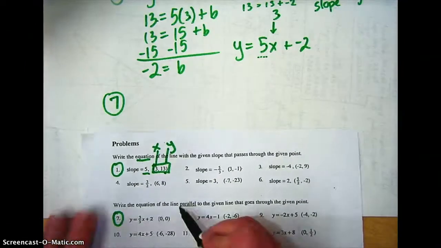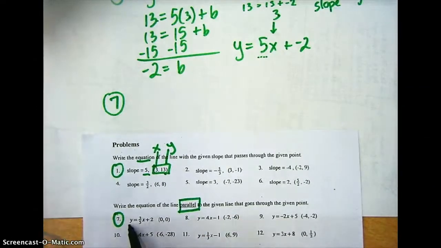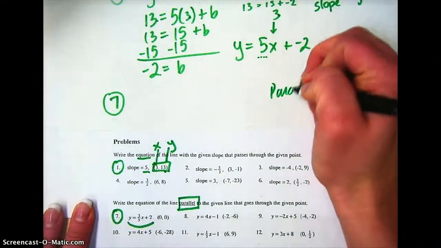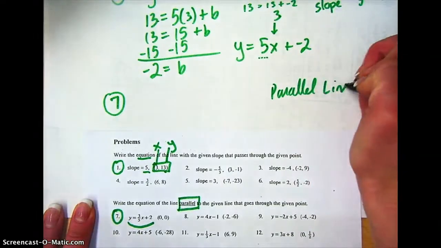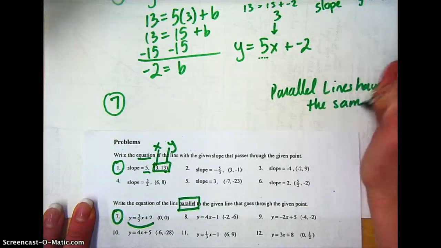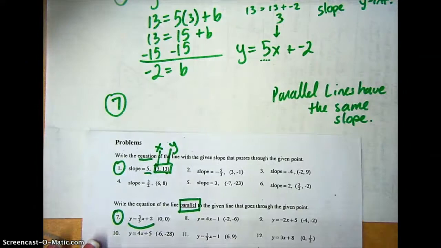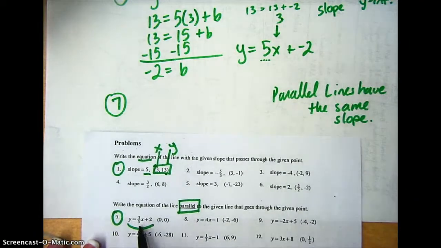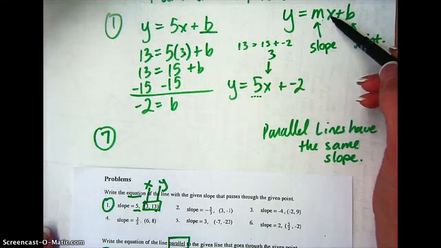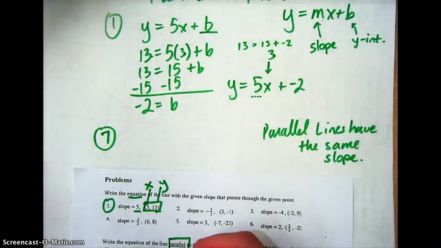Question 7 requires you to know about parallel lines. Okay? It has to be parallel to this rule. And what you should have learned in class is that parallel lines have the same slope. They have the same slope. So when I look at this rule, I'm looking for the slope. And remember, the slope, according to our rule, is always the number that's multiplying x. So if I look at the rule, I see the slope is right here.